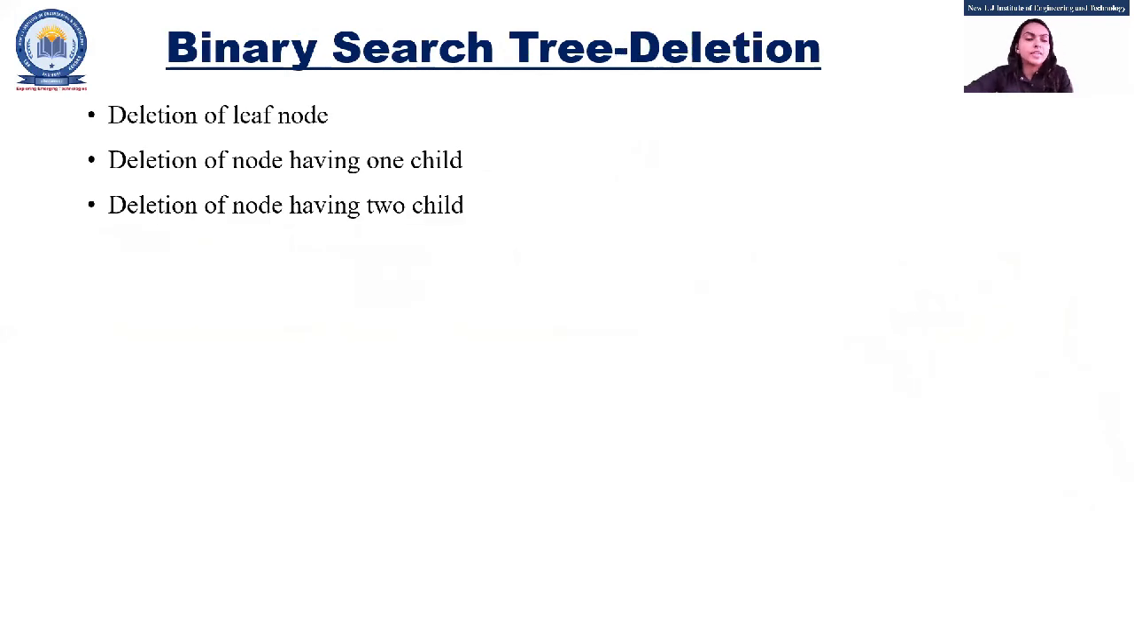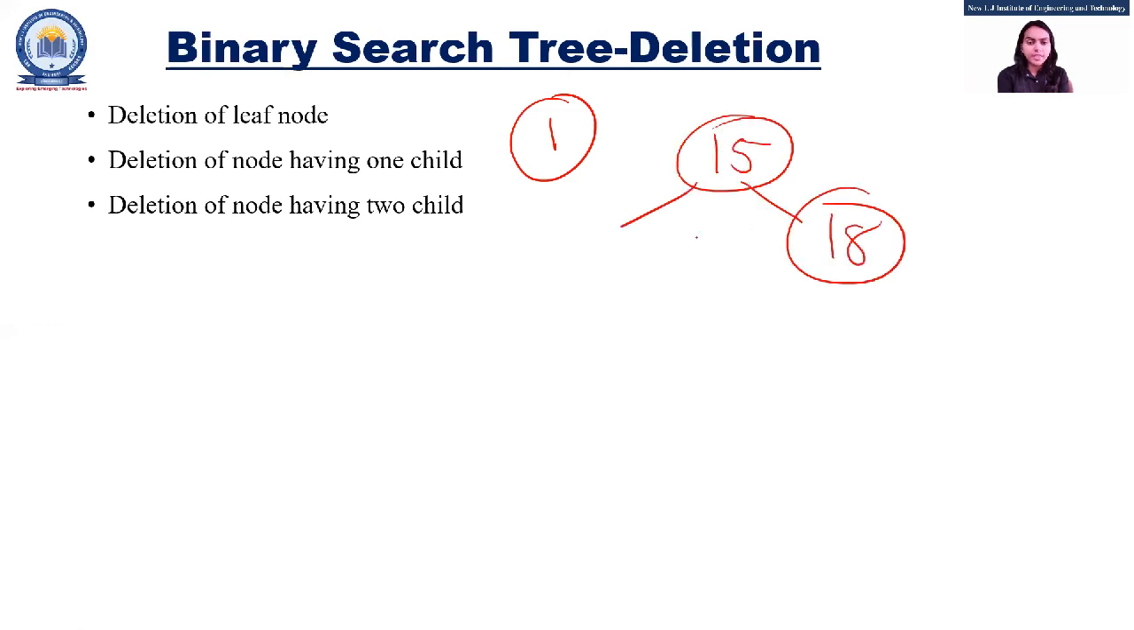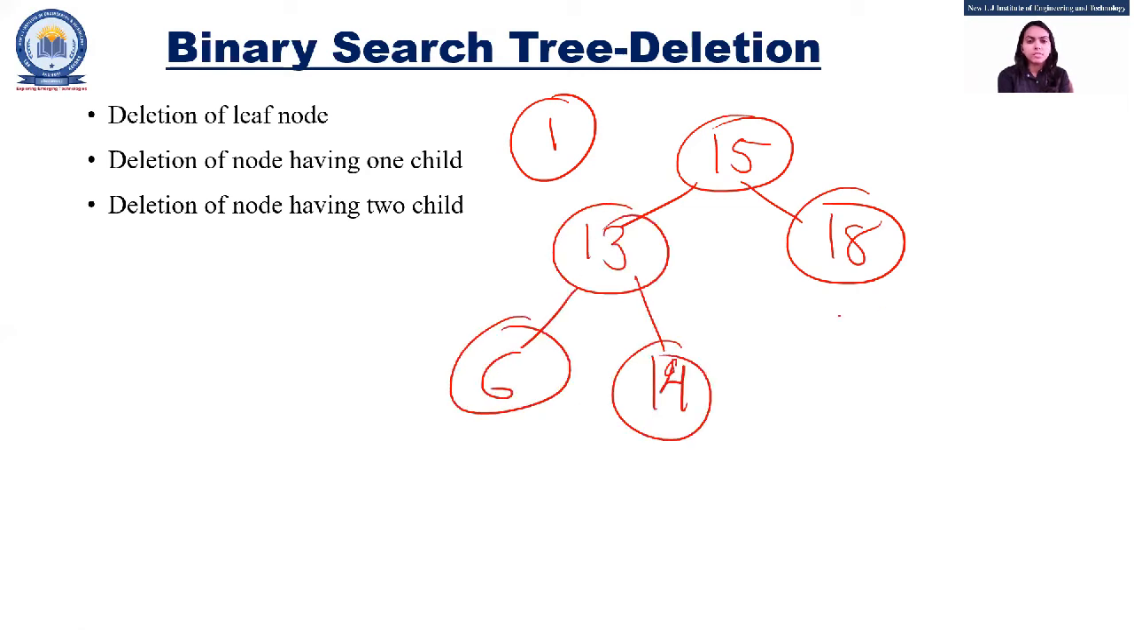Let us see how deletion is done. First one is deletion of a leaf node. So how do we delete the leaf node? For example, this is the tree. Here we have 18. Here we have 13. Then we have 6. Then we have 14. Here we might have 16, and here we have 20.